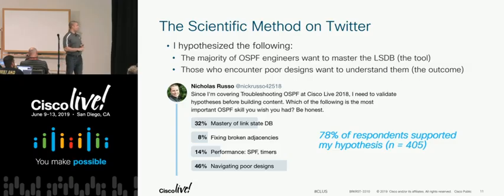So people need to understand, or they want to understand how the link state database works in detail, and they also want to understand how to navigate poor designs. For all of you looking at your topology right now, it's pretty nasty, isn't it? That's what we're doing. Okay, people didn't really care about nerd knobs, adjacencies, and mismatched hello timers. I don't play that. Not in a 3,000 session.